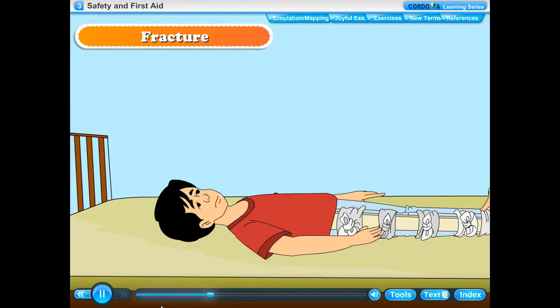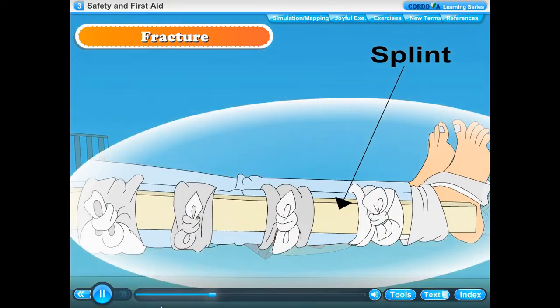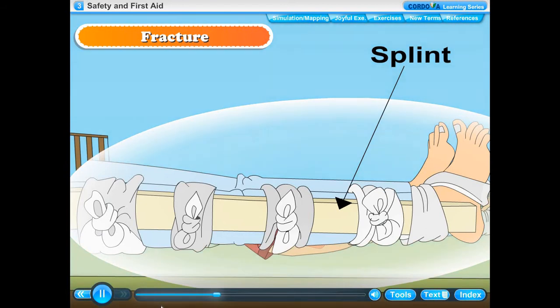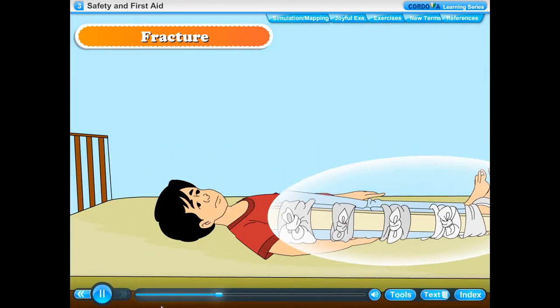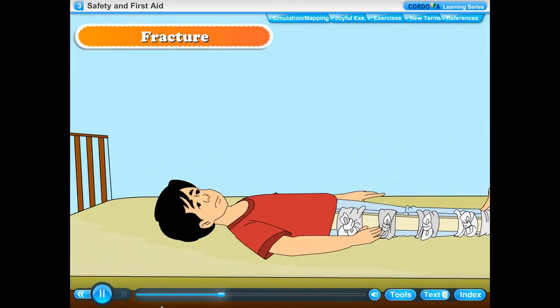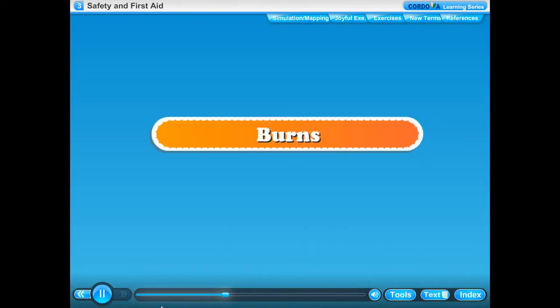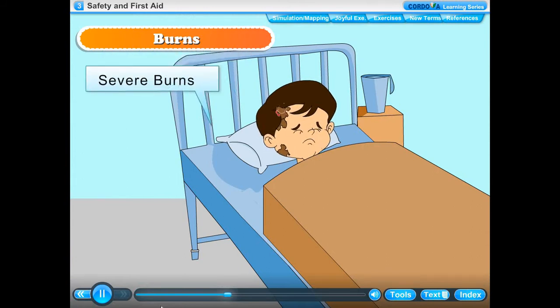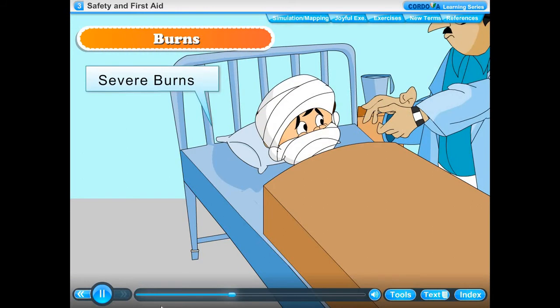When fracture is in the leg, tie a splint around the fractured leg. Do not allow the patient to move his or her leg at all. The patient must be taken to the hospital immediately. Burns, severe burns. In case of severe burns, take the patient to the doctor immediately.